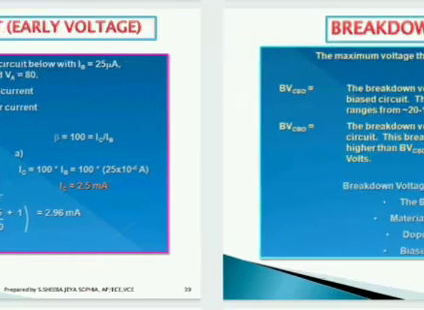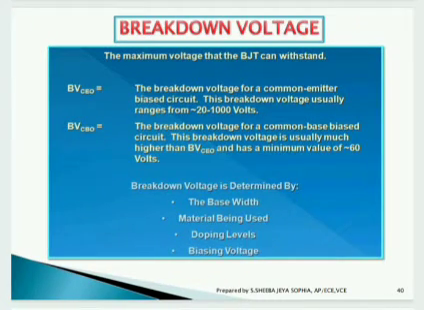So moving to the topic breakdown voltage, the maximum voltage that the BJT can withstand is said to be breakdown voltage. The breakdown voltage for a common emitter bias circuit usually ranges from 20 to 1000 volts. The breakdown voltage for a common base bias circuit has a minimum value of 60 volt. Breakdown voltage is determined by the base width, material being used, doping levels and biasing voltage.